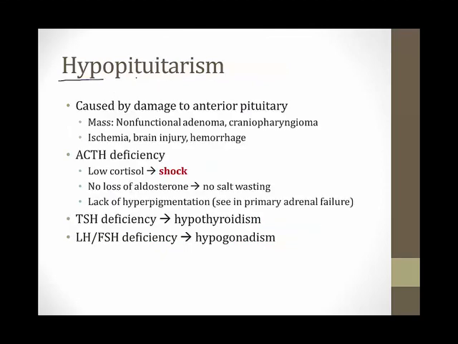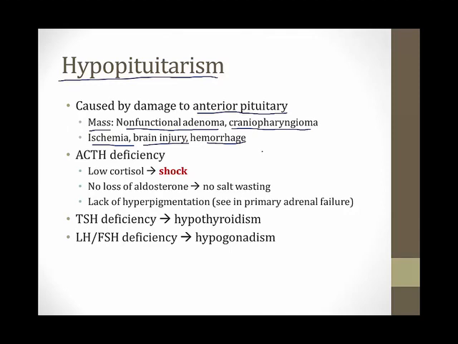Moving on now, let's talk about hypopituitarism, which is underfunction of the pituitary gland. This can be caused by anything that damages the anterior pituitary gland. This can be a mass if you have a non-functional adenoma of the pituitary gland, which is an adenoma that is not producing hormones. It can grow in size and compress the functional cells of the pituitary and cause hypopituitarism. There's also a tumor called a craniopharyngioma, which we'll talk about in a minute, that can affect the pituitary gland. And then the other usual things can damage the pituitary, like ischemia, brain injury, or hemorrhage.